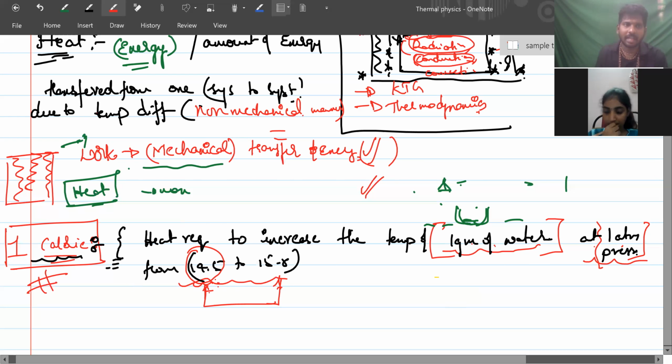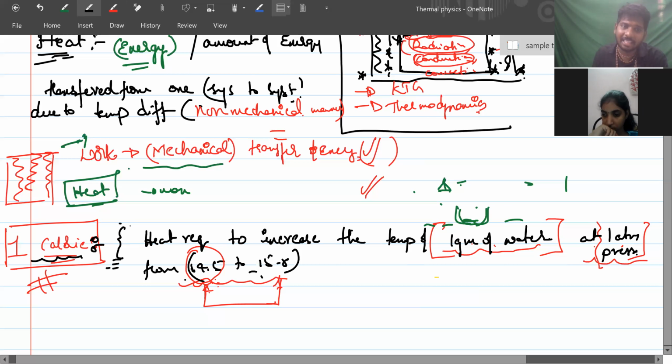one calorie. Many students will study it this way: heat required to increase the temperature of 1 gram of water by 1 degree. That is 1 degree only, but from where to where? 14.5 to 15.5. In general problem solving, whether it is 17 or 18, you will take it as 1 calorie only and solve.